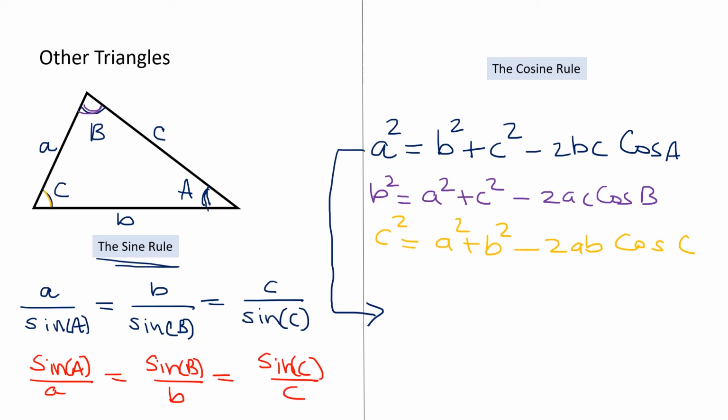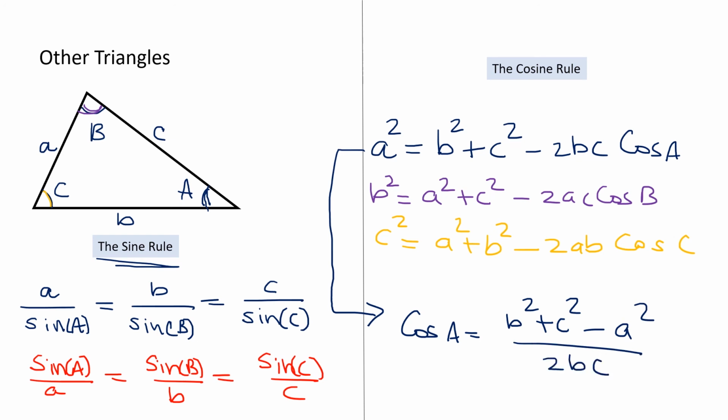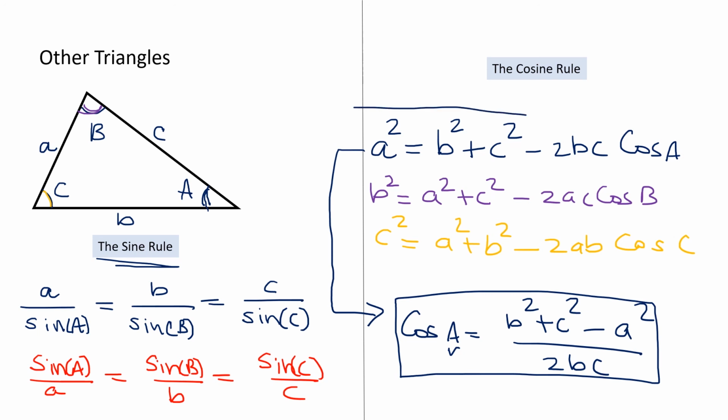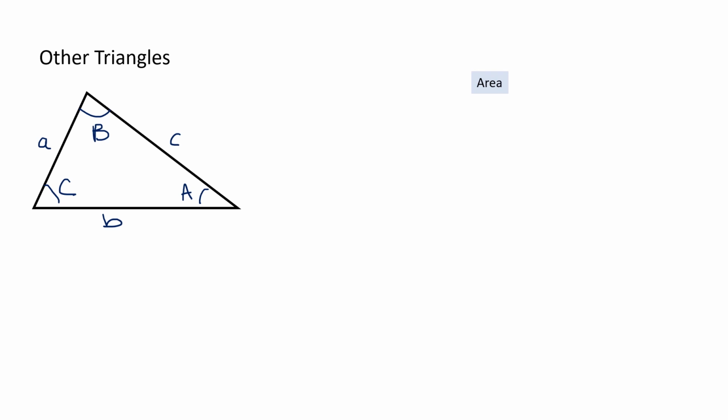We take this equation, and we can make cos A the subject: cos A equals b squared plus c squared minus a squared, divided by 2bc. This equation would be useful if you want to find angle A given that all three sides are known, or if we want to find one side given that we know two sides and an angle.